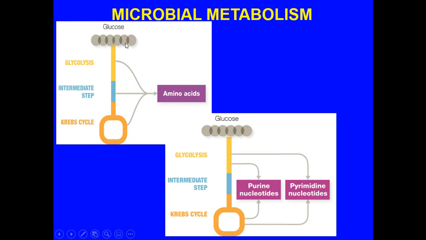Here are the pathways I mentioned a minute ago, with the intermediates from the Krebs cycle and glycolysis used to make various types of amino acids. For the purine nucleotides, rarely as it may occur, but it still could occur, you would have the intermediates supplied by the Krebs cycle and glycolysis. The same goes for the pyrimidine nucleotides.